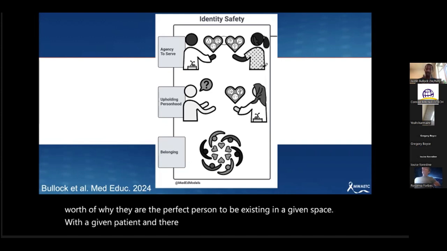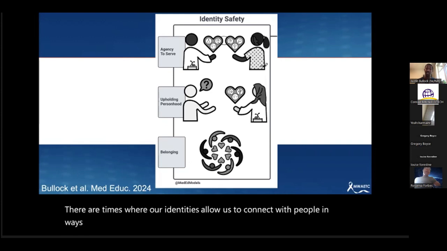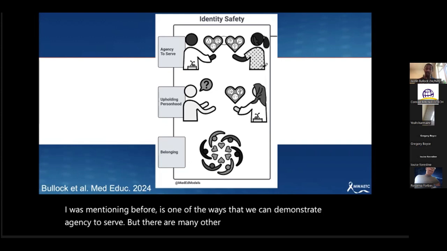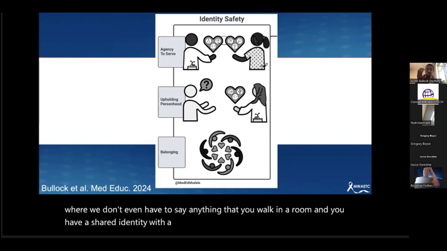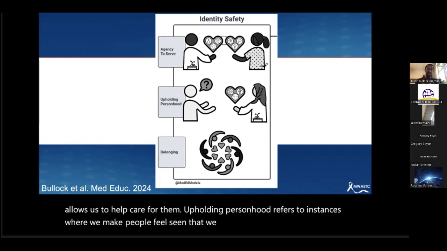Anyone who's providing patient care knows there are times where our identities allow us to connect with people in ways that make it easier for us to help them. Disclosure, like I was mentioning before, is one of the ways we can demonstrate agency to serve, but there are many other ways. Sometimes we don't even have to say anything. You walk in a room and have a shared identity with a patient just from looking at them, and that allows us to help care for them.